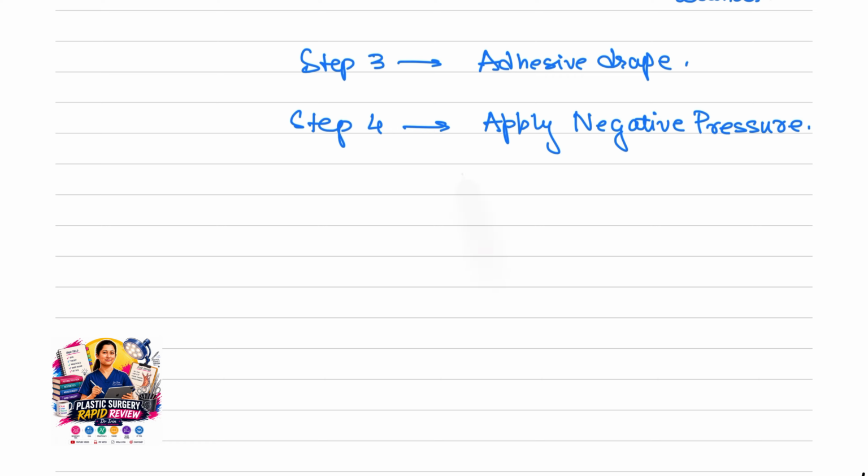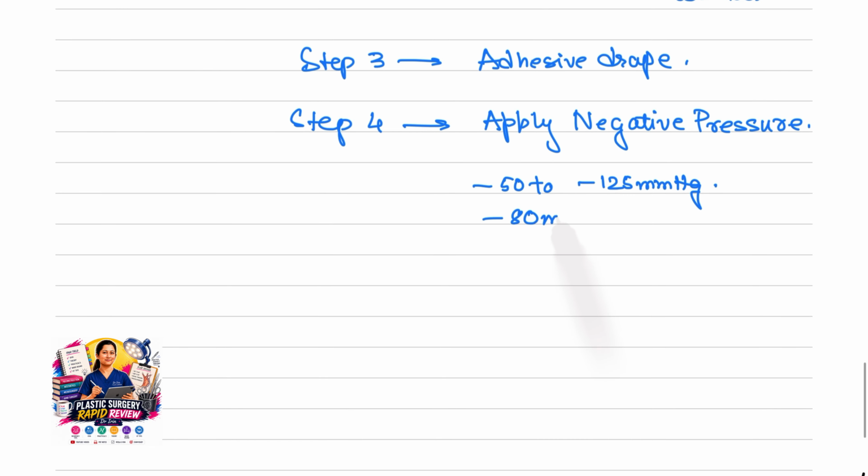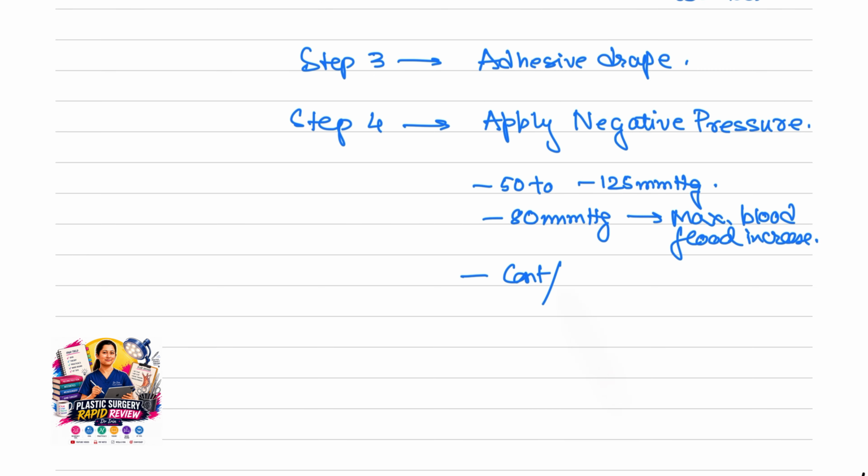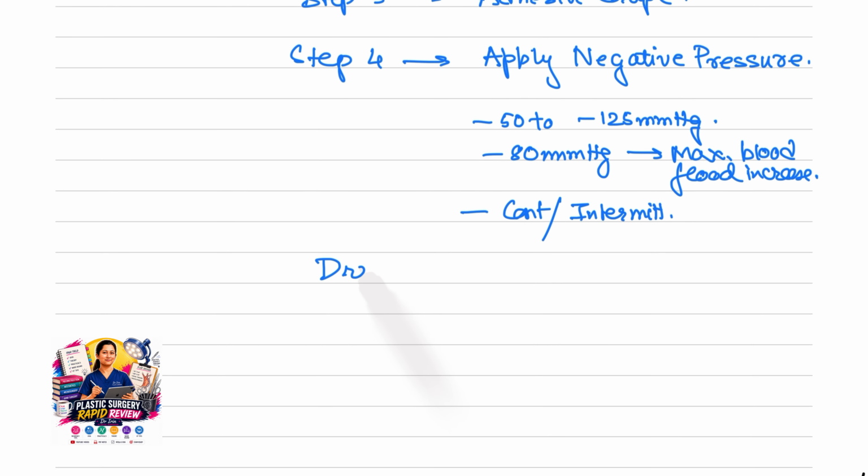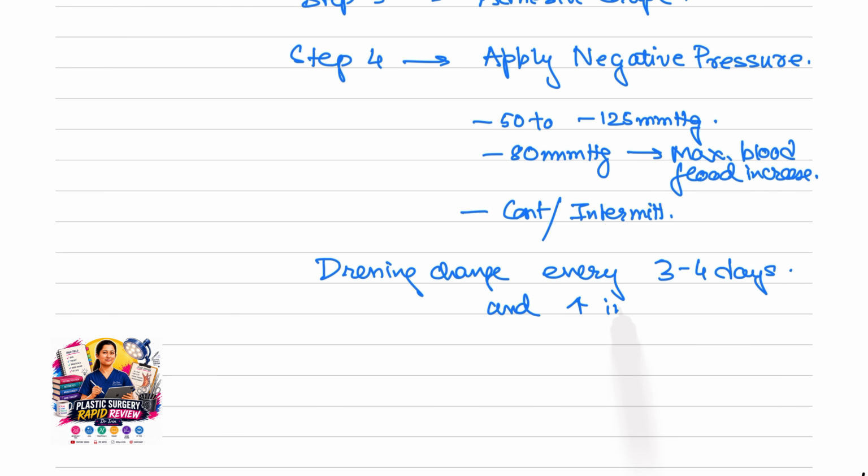So how much is the pressure? It is usually kept minus 50 to minus 125 millimeter mercury, where minus 80 millimeter mercury gives the maximum blood flow. We can keep it in a continuous versus intermittent mode. Dressing change is usually every 3 to 4 days, maybe more frequent in infected wounds.